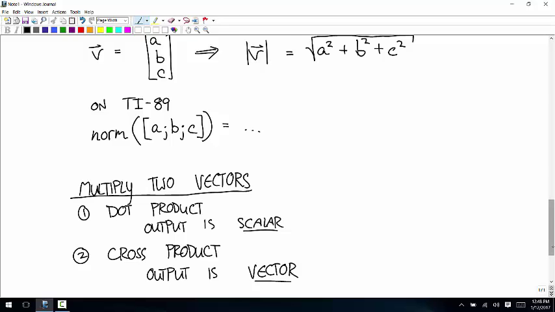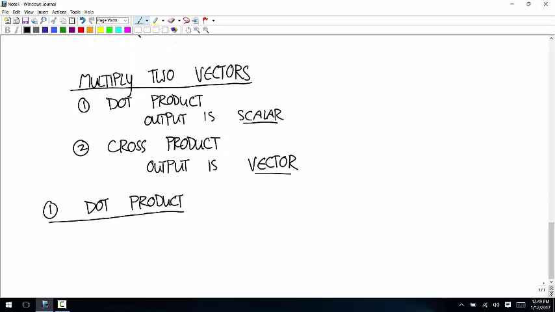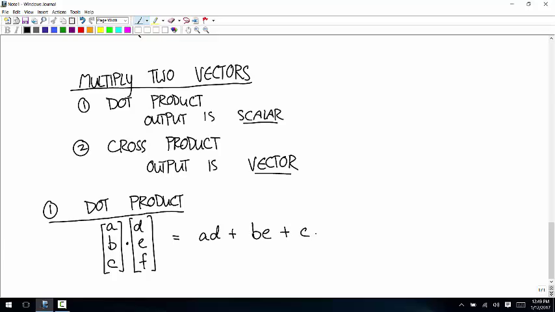Okay, so let me do these one by one. So first, the dot product. If you take the dot product between a vector ABC and a vector DEF, the output is A times D plus B times E plus C times F.